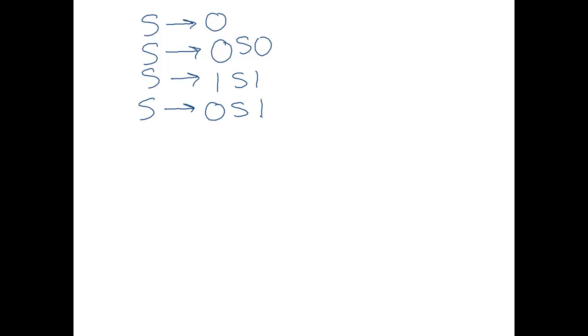Likewise, once I have some string, I can add zeros to either side. I can add ones to either side. I can add a 0 and a 1 in that order. Or I can add a 1 and a 0. Okay? And now how does it terminate?